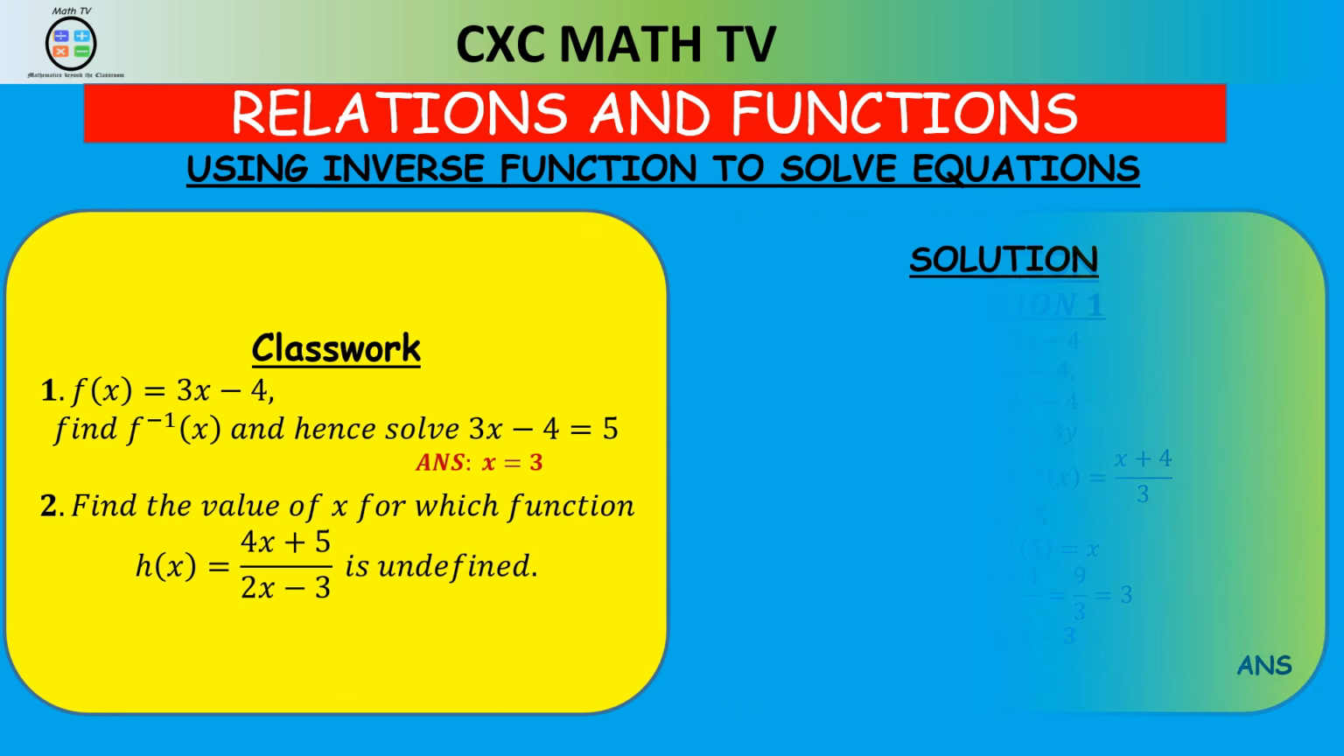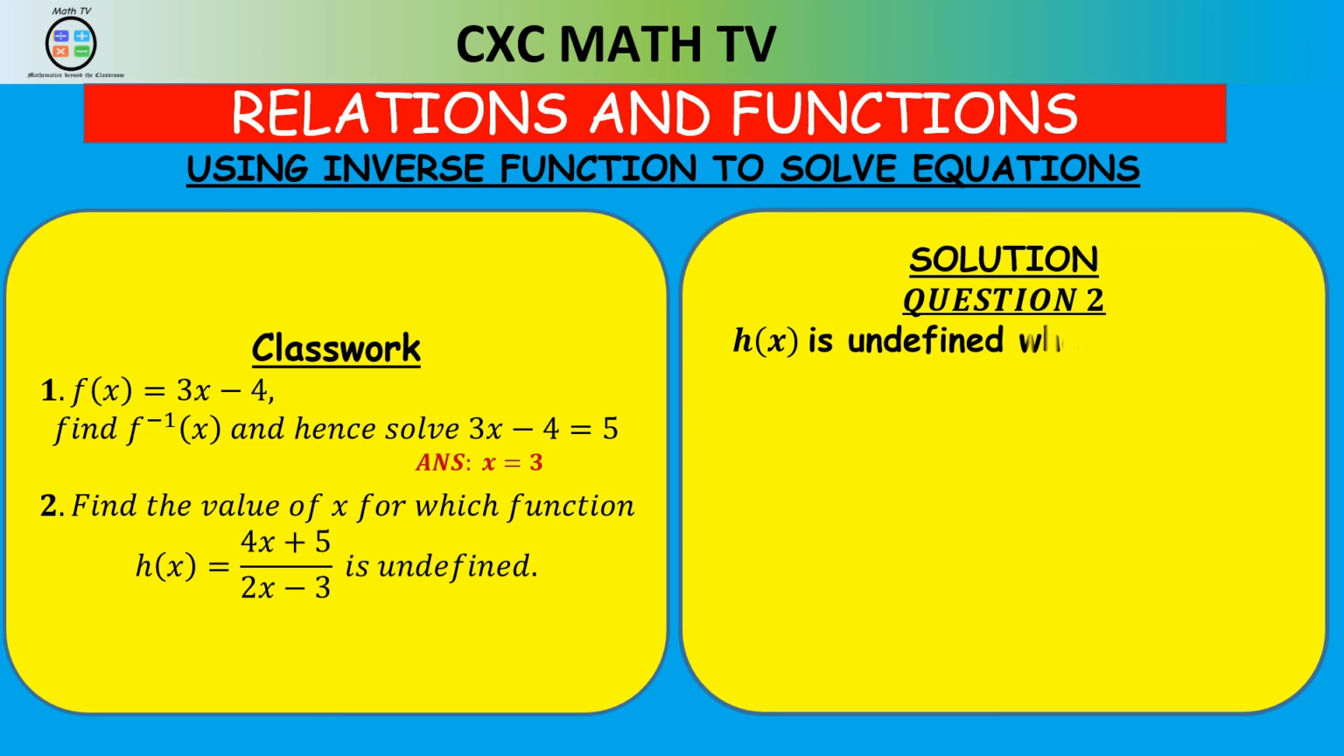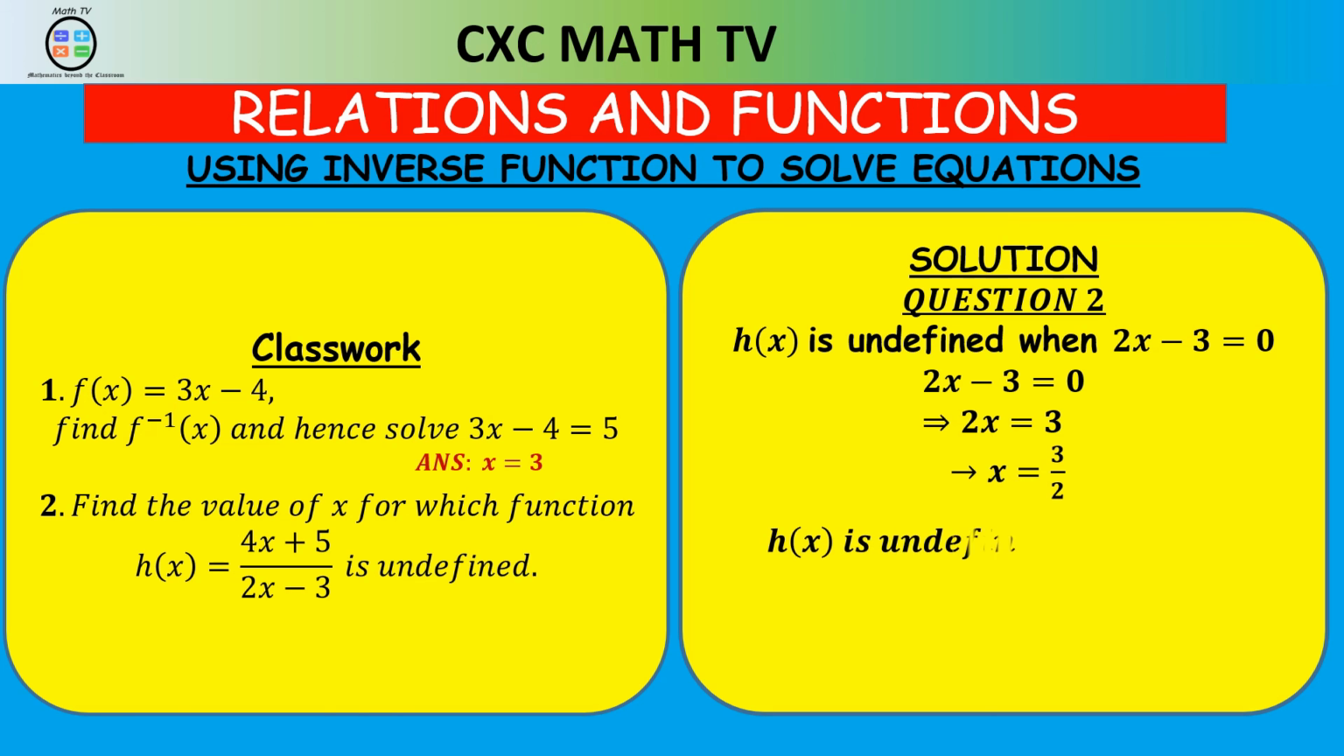Now for part 2, we want the value of x for which the function is undefined. So all you're going to do is set the denominator equal to 0. So 2x minus 3 equals 0. So 2x is equal to 3. Then you divide both sides by 2. In that case, h of x is undefined when x is 3 over 2.